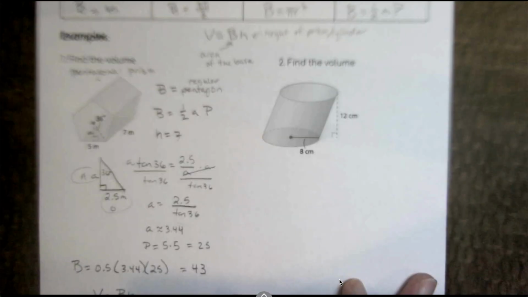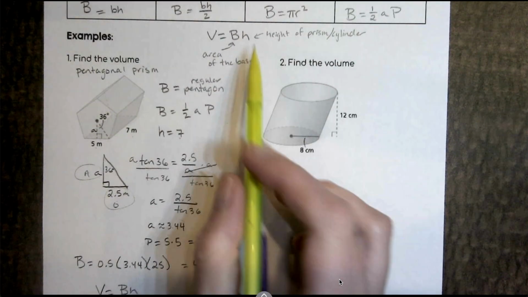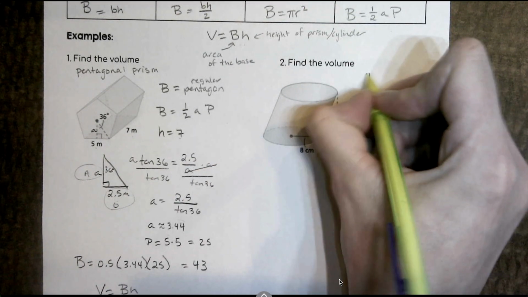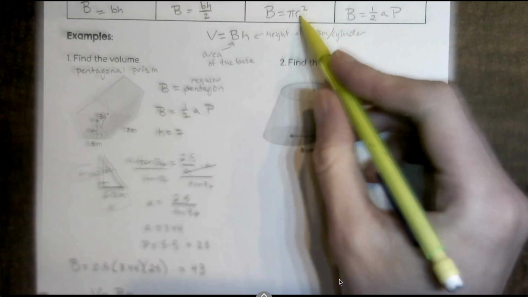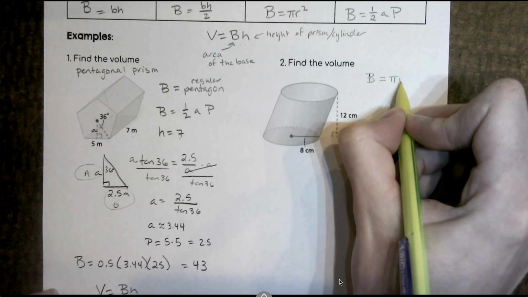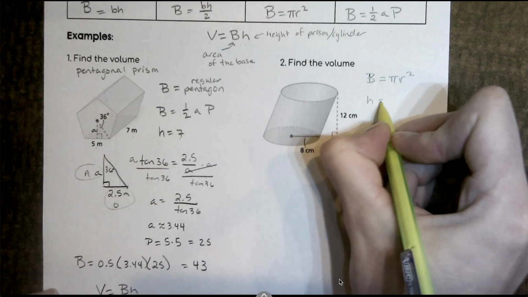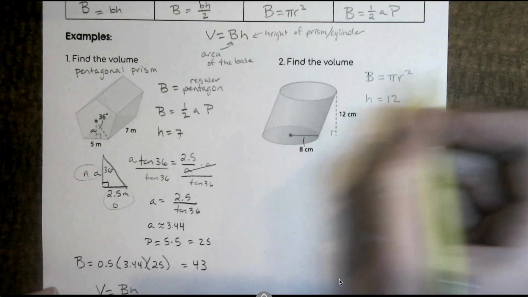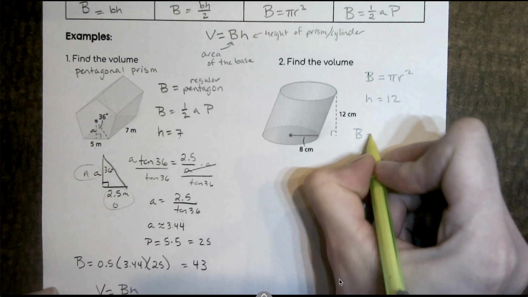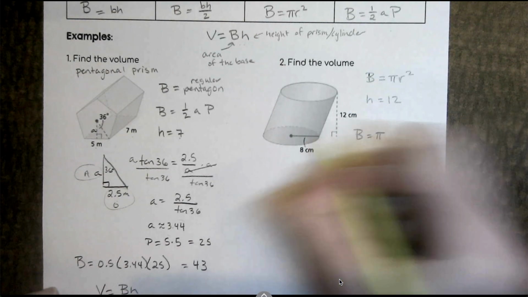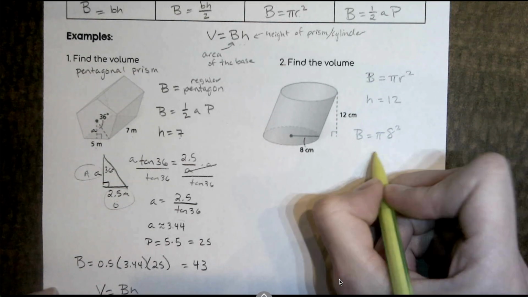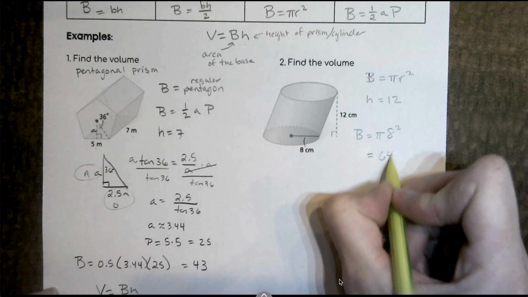Our second example is a cylinder. This formula still works for a cylinder. My base area is a circle, which is pi r squared. And the height of this cylinder is 12. So let's start with the big B again. My big B is pi, my radius is 8, so I can plug that in. I'm going to leave this in terms of pi, you guys. So 8 squared is 64.